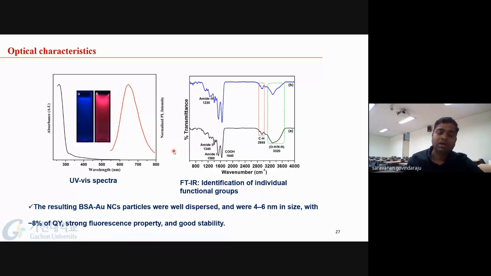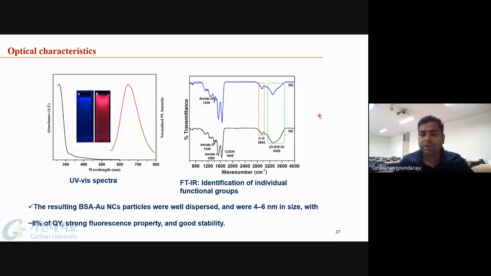As I discussed about the optical properties of the gold cluster, its fluorescence absorption is around 615 nanometer. In the figure, the functional group analysis, A is for the gold cluster and B is for the BSA. The BSA perfectly mingles with the gold cluster. The gold chloride gives the exact functional group of the gold cluster.